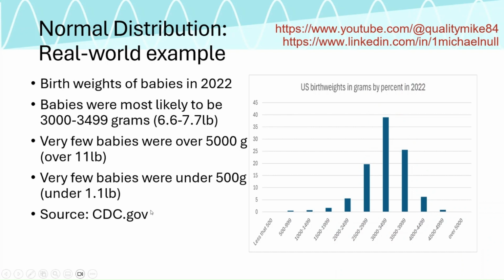And here's a real world example. I got this from the cdc.gov website. This is the birth weight of babies in the United States in 2022. As you can see, the most likely birth weight of babies is between 3,000 and 3,499 grams. That's 6.6 to 7.7 pounds. Very few babies were on this top end, over 5,000 grams, 11 pounds. And also on the other end, very few babies were under 500 grams. That's 1.1 pounds.